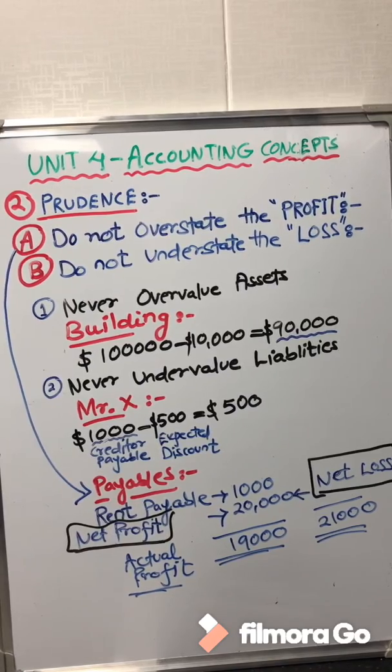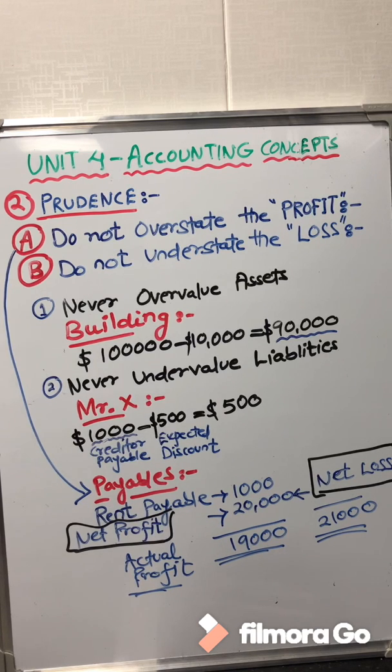Okay, so here I have a few examples. As I said earlier, I'll explain the same with a few examples. I tried my best to make it as simple as possible, because if you understand the concept, you can do anything even in the future. As discussed earlier, the main aim of this concept is: do not overstate the profit, do not understate the loss. What it means exactly, I'll explain with a few examples.